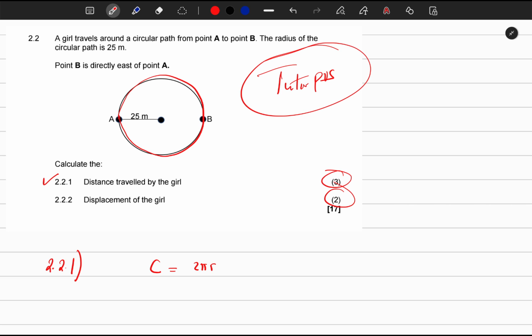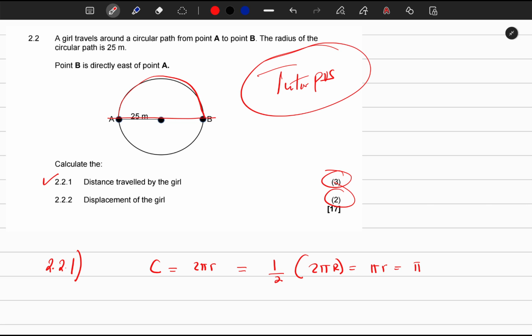But if someone has to move from A to B, A to B is here. That means the person will cover half of the circumference. So the person will cover half of 2 pi r. So this will just be pi r.